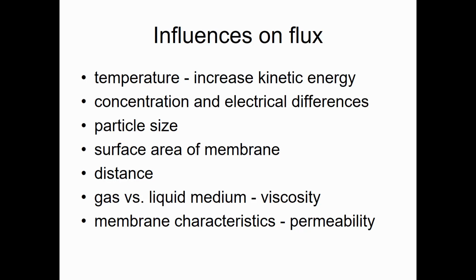What's the nature of the gradient? And how big is the gradient? How big are the particles? Bigger particles are going to diffuse slower. What's the surface area? More surface area, more diffusion. Think about the lungs. The lungs have a huge surface area. It's an adaptation that promotes a greater diffusional flux for oxygen. What's the distance? The farther the distance, the worse diffusion is.